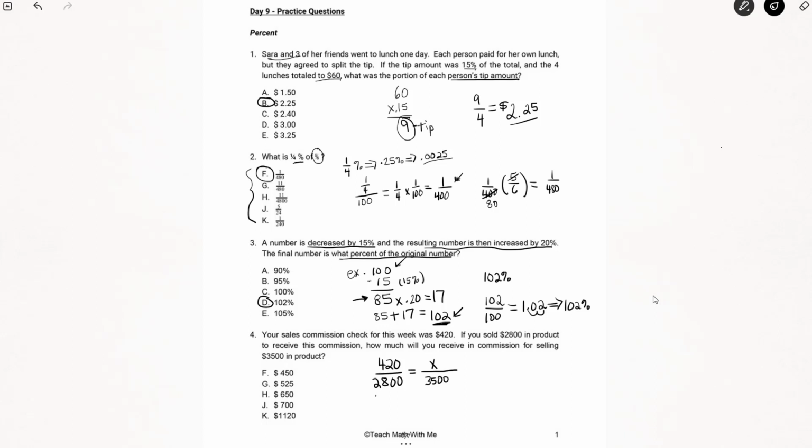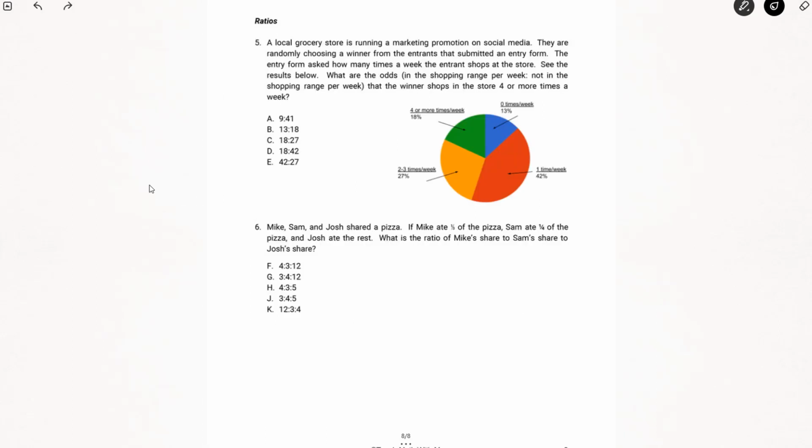So we can cross multiply here. 2,800x equals 420 times 3,500. We get a rather large number. Oops, 4 zeros. We're going to divide through by our 2,800, and we get 525, which is answer choice G. When we sell $3,500 in product, we're going to get a commission of $525. Okay, now let's flip over to the back side on ratios some more and look at number 5.